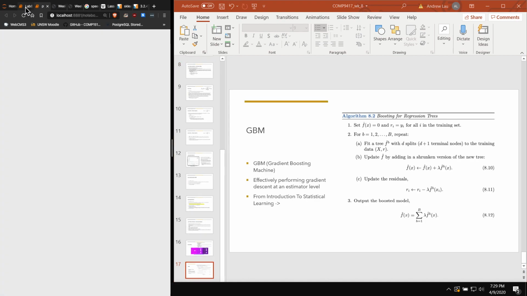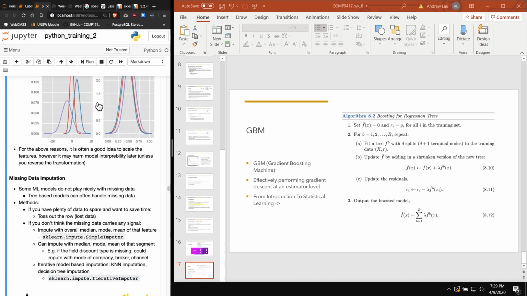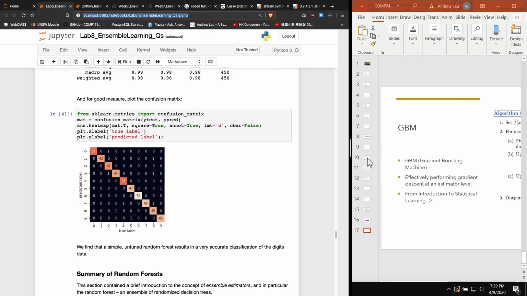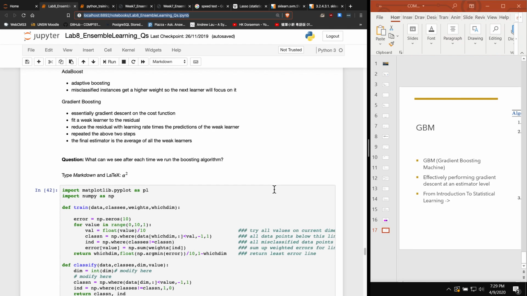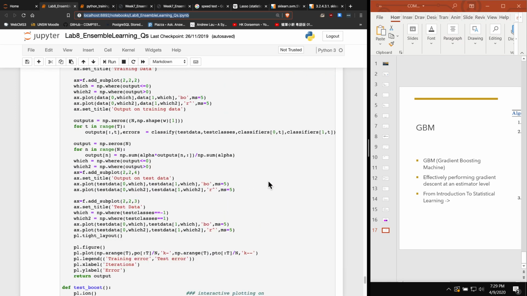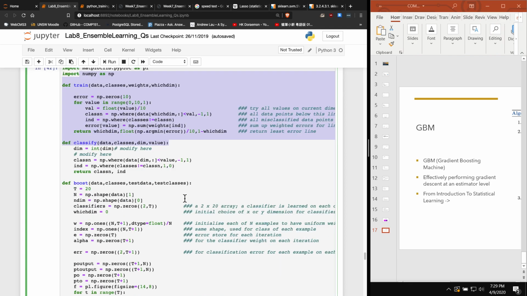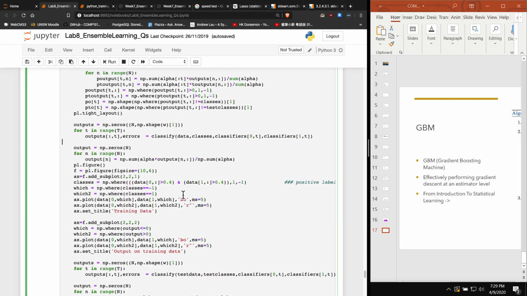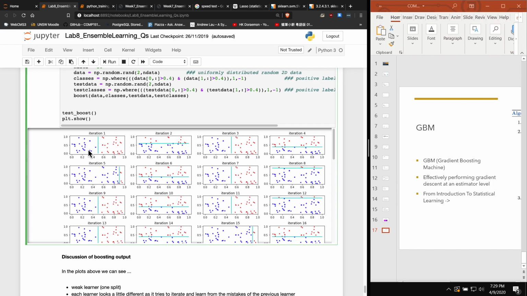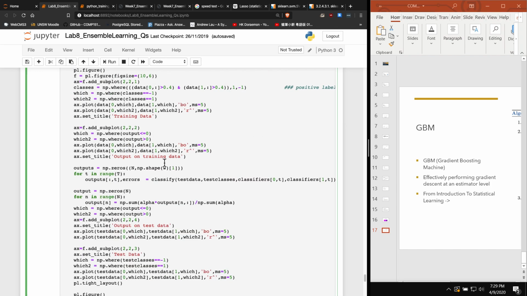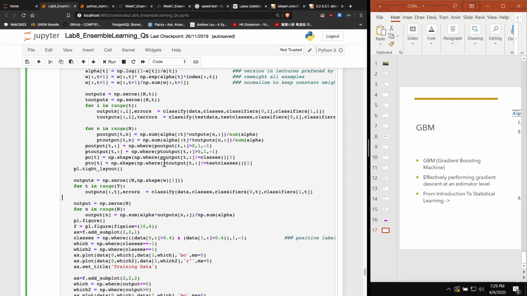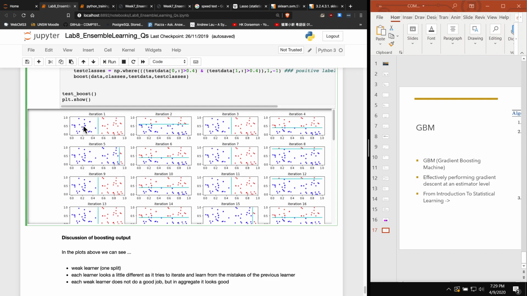Now, is there anything else left in? Let me have a look. Let me see if there's anything else left here. Okay, so the last thing is a discussion about boosting. They're implementing boosting from scratch. I don't think you need to know that, but if you are curious, you can go through the code.